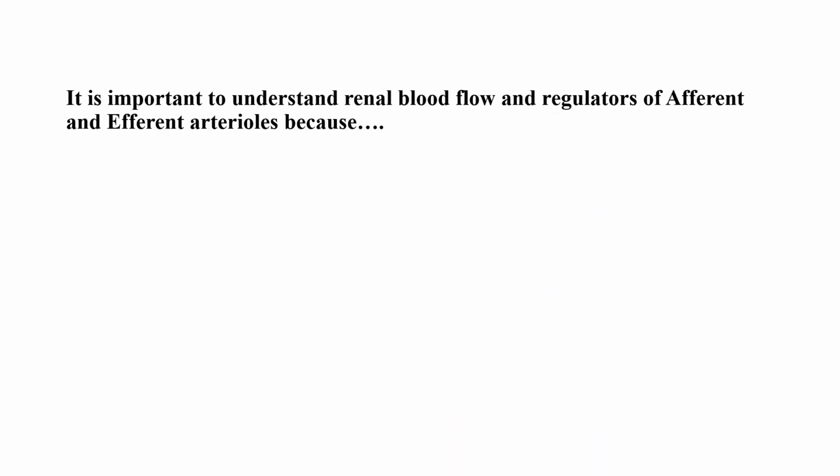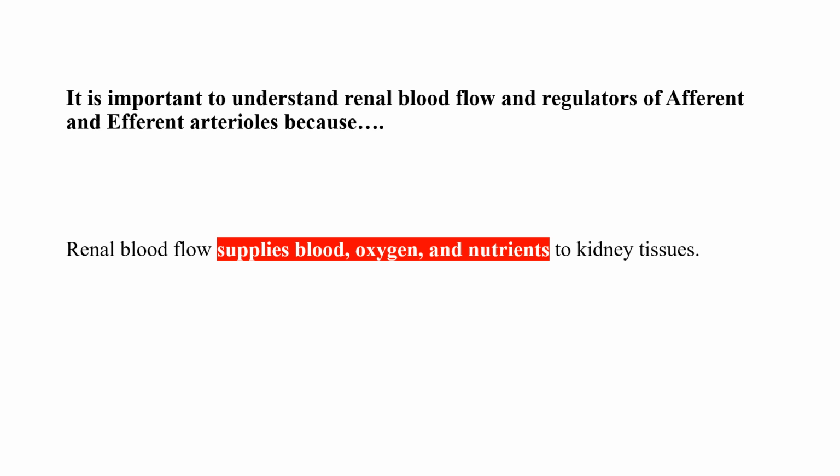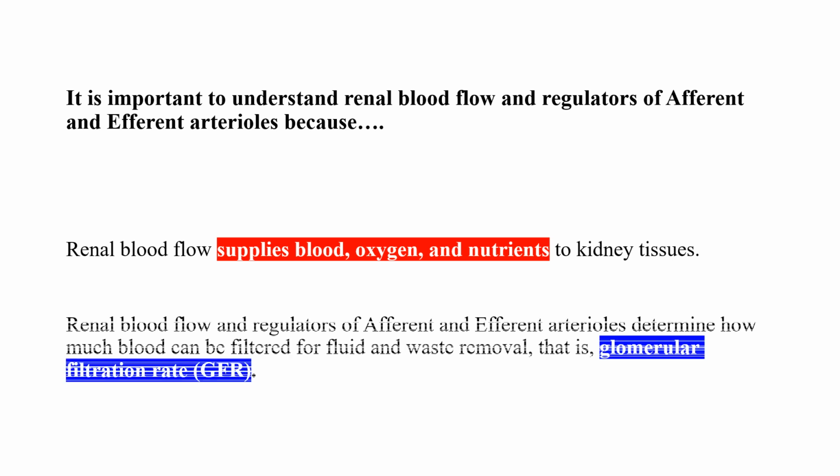It is important to understand renal blood flow and regulators of afferent and efferent arterioles because renal blood flow supplies blood, oxygen, and nutrients to the kidney tissues, and renal blood flow and regulators of afferent and efferent arterioles determine how much blood can be filtered for fluid and waste removal, that is, glomerular filtration rate.